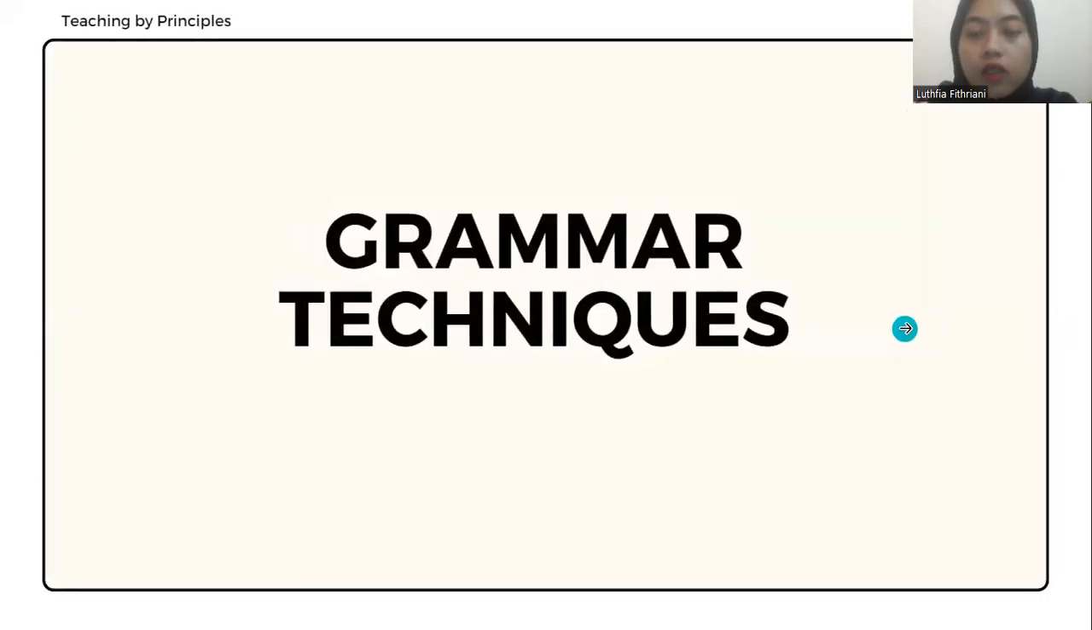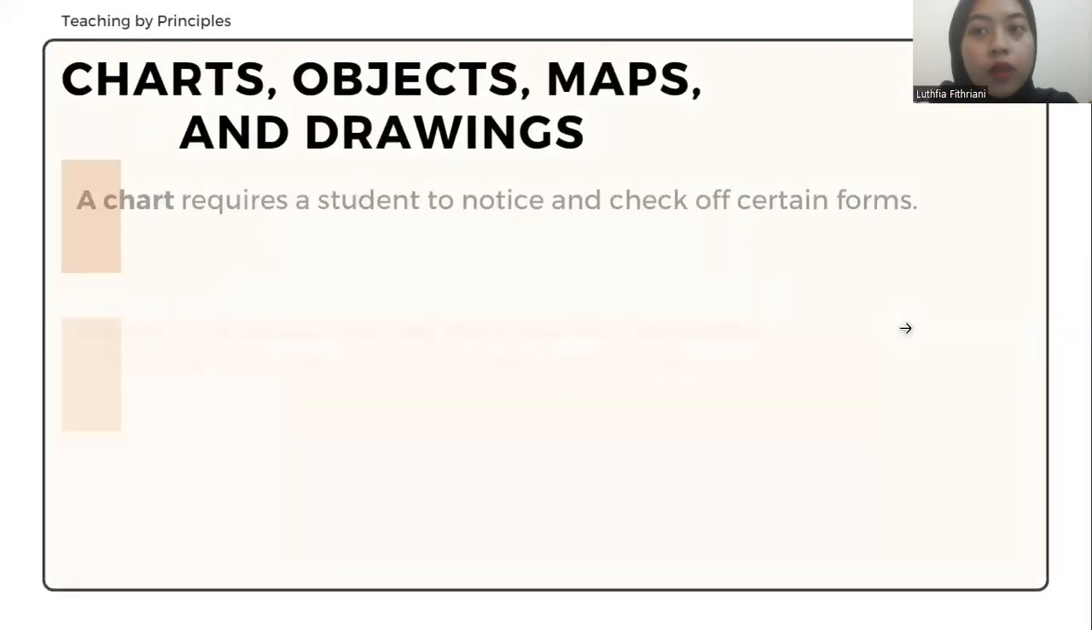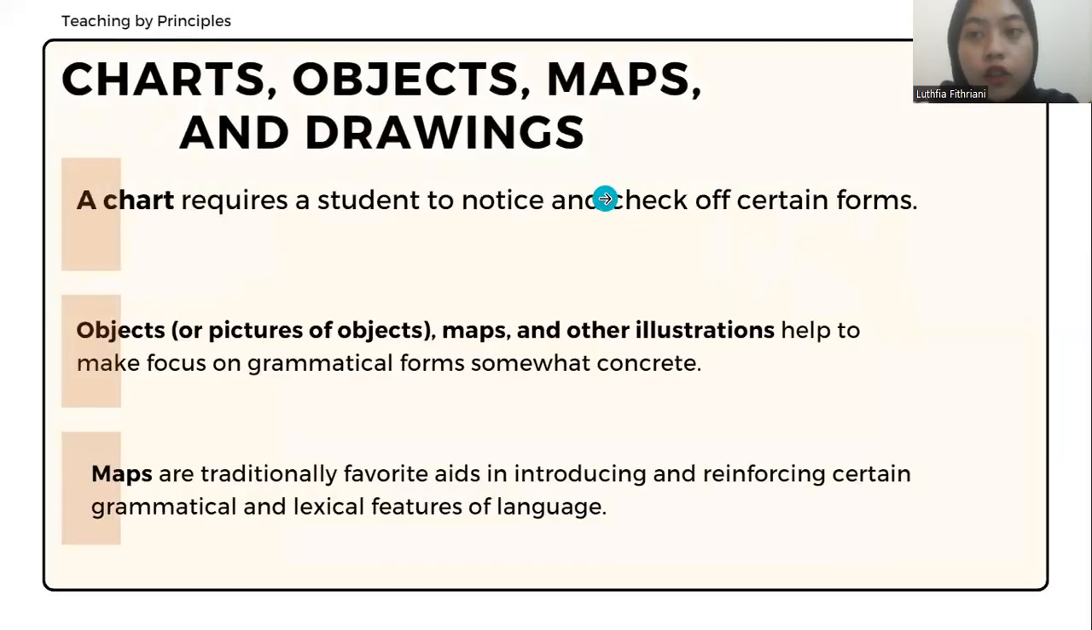Grammar technique. There are some grammar techniques that the teacher can apply in the classroom. The first is chart, objects, maps, and drawing. A chart requires a student to notice and check off certain forms, while objects or pictures of objects, maps, and other illustrations help to make focus on grammatical forms somewhat concrete. While maps are traditional favorite aids in introducing and reinforcing certain grammatical and lexical features of language.